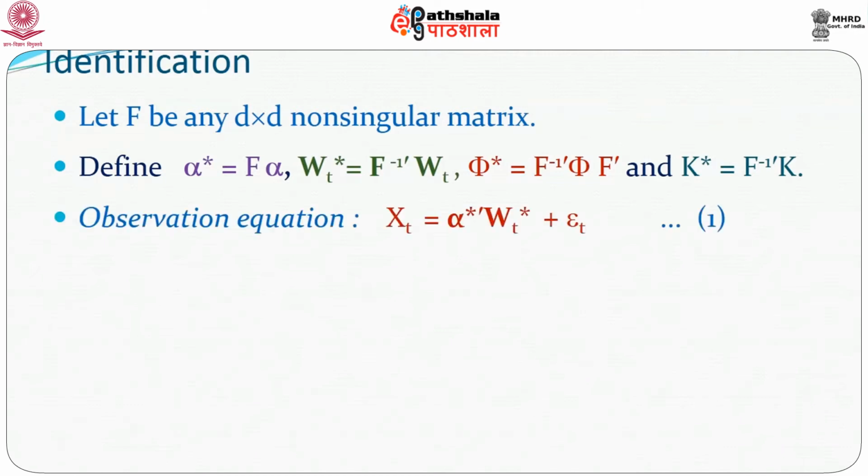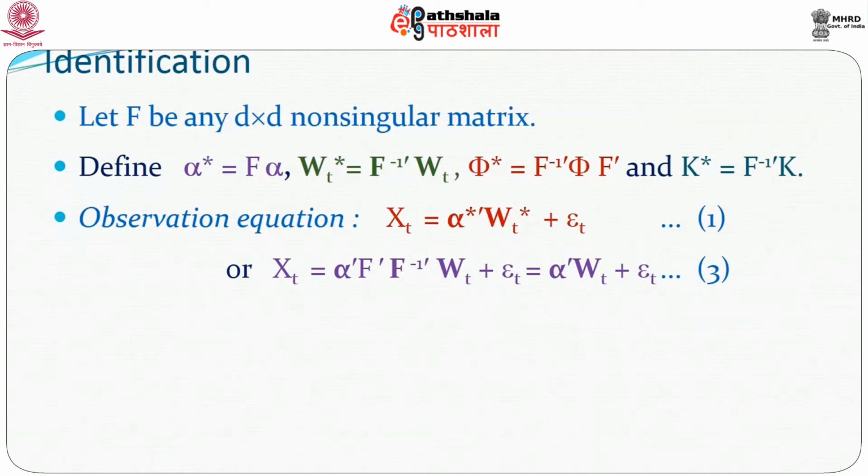If we do that, suppose we write the observation equation in terms of alpha star and Wt star. So instead of alpha and W, we are writing the observation equation in terms of these two new variables. Mind you, Wt is not observed, and so Wt star is also not observed. So anything on the right hand side here in the first equation is not observed. So we can as well write it in terms of alpha and W as we can in terms of alpha star and W star. So suppose we write it this way and call this equation 1.